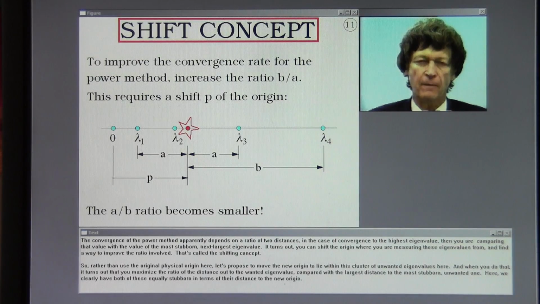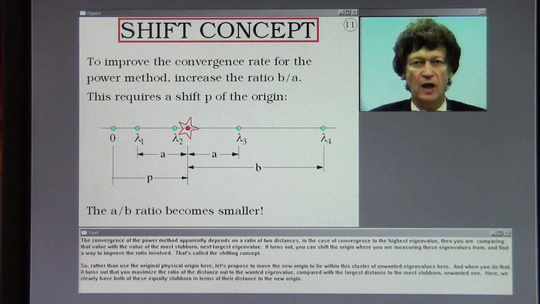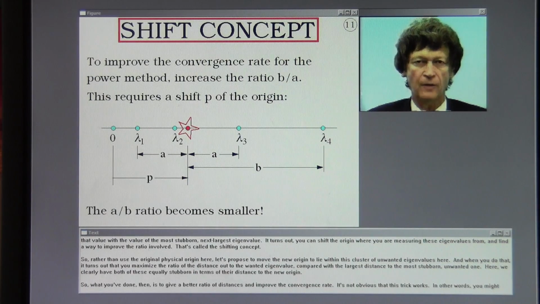The convergence of the power method apparently depends on a ratio of 2 distances. In the case of convergence to the highest eigenvalue, then you are comparing that value with the value of the most stubborn next largest eigenvalue. It turns out you can shift the origin that you are measuring these eigenvalues from and find a way to improve the ratio involved. That's called the shifting concept.